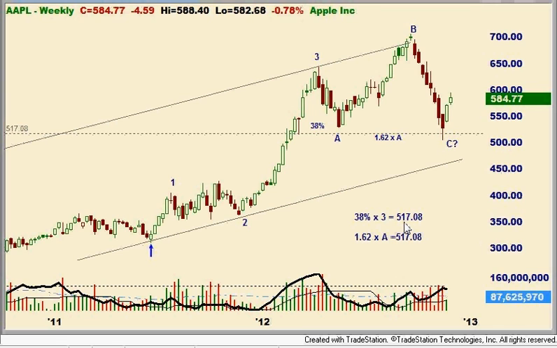Have a nice cluster right around 517 in Apple. That's 38% of the rally from the 2011 low up to the wave 3 peak, and that's also 1.62 times A. That's the classic expanded flat or regular flat type calculation in the relationship of C to A. And once again, if Apple's bottom, it's likely going to help the rest of the market as well.